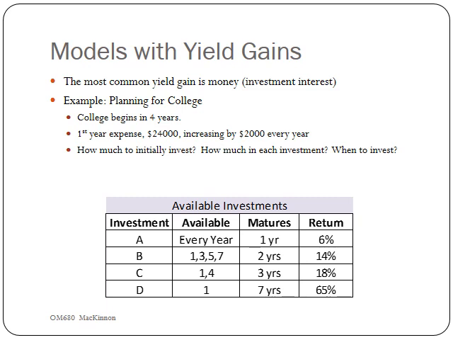So we have 4 investments, A, B, C, D. A is available every year. B is available in years 1, 3, 5, and 7. C is available in years 1 and 4. And D is only available in year 1. They mature at different rates. A matures in 1 year, B matures in 2 years, C in 3, and D in 7. And they have different returns also. So A is available every year, and every year it returns 6%, which is pretty good. I wish I had investments like this.